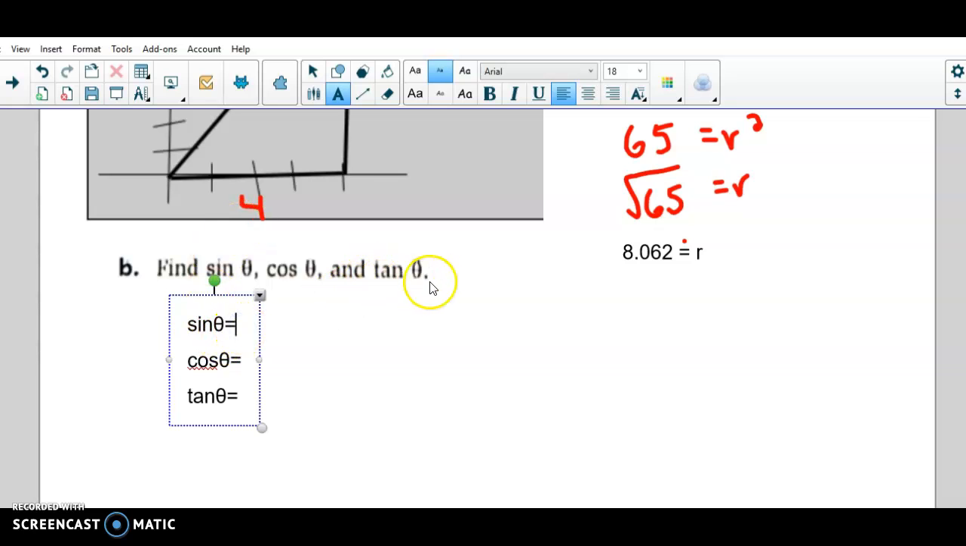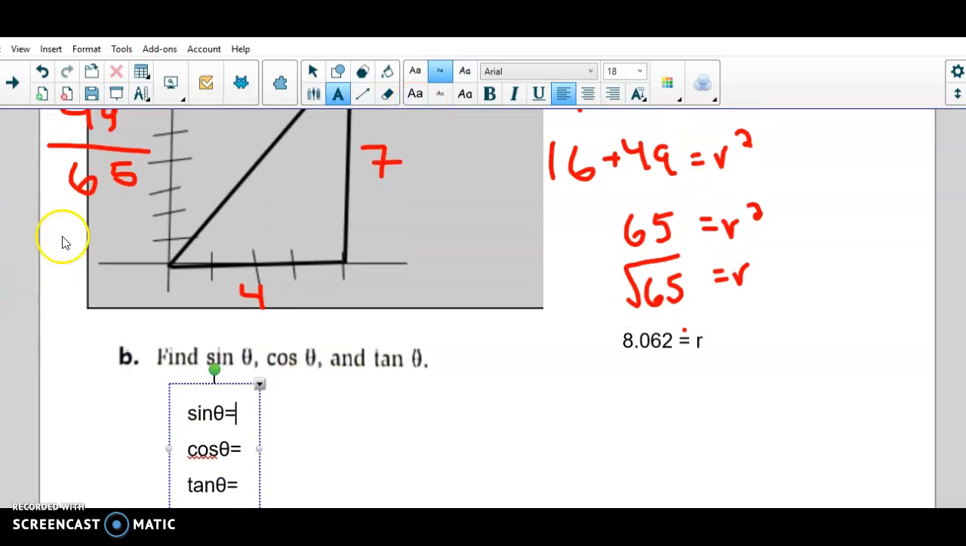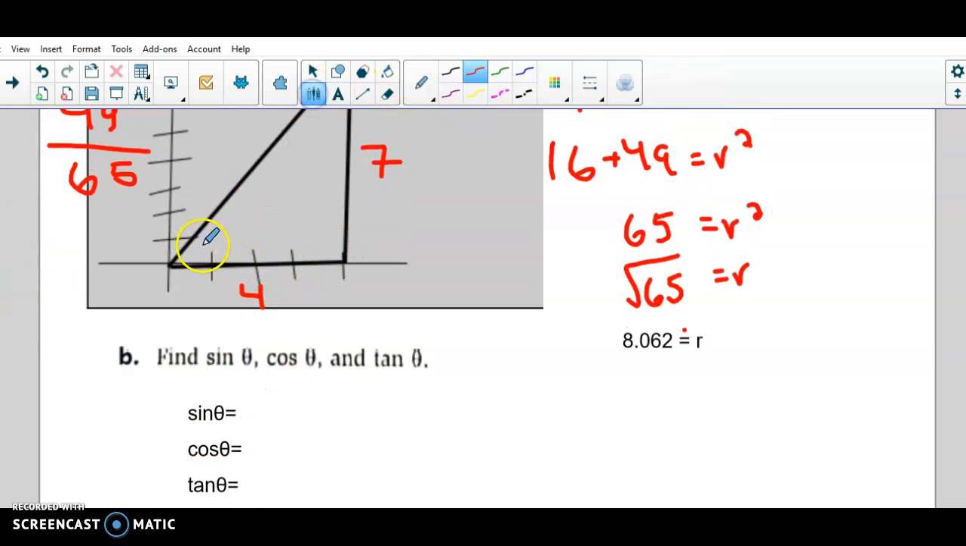Sine is going to be our y over our r, our opposite. If this is our angle right here, it's our opposite side over our hypotenuse side, or our y over our radius. So opposite over the radius, so 7 over 8.062.